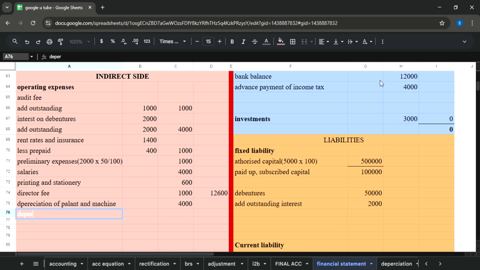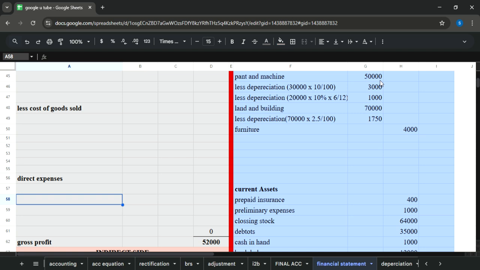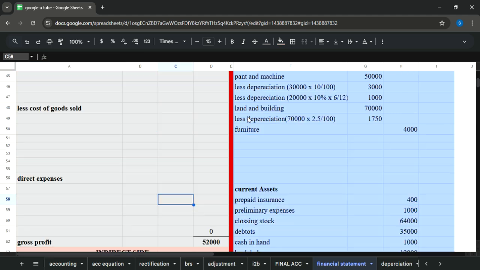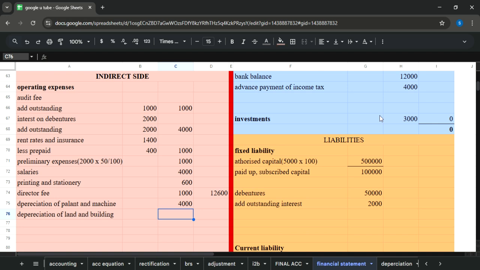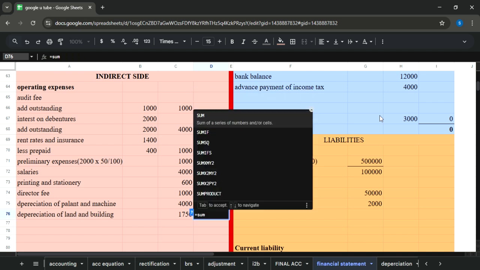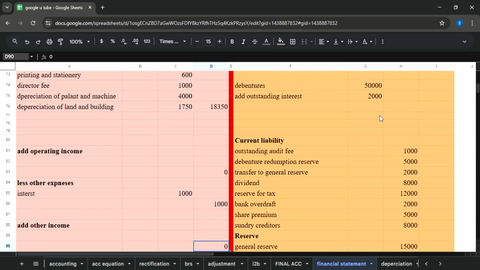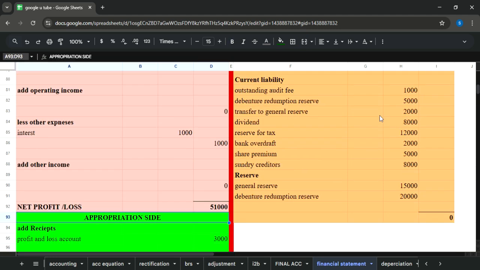Then we have depreciation of second asset which was depreciated, land and building. Amount of depreciation of land and building was calculated as 1750. Write down in operating expense. So here we will take sum again. Sum is calculated. We will now calculate our net profit.